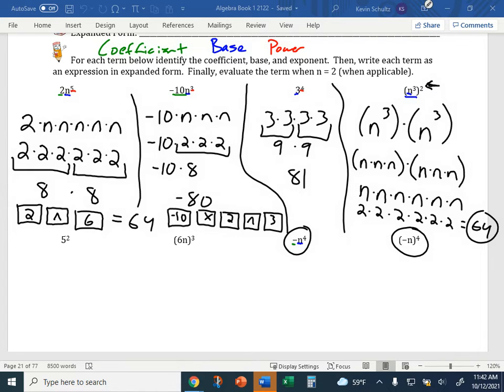You could rewrite this to be negative 1 n to the 4th, to where you've got that coefficient of negative 1, that base of n, and the exponent of 4. Meaning that when you write this out in expanded form, how many negative signs will there be? Just the 1, because that negative sign is part of the coefficient. So in expanded form, it'd be negative 1 times n times n times n times n.